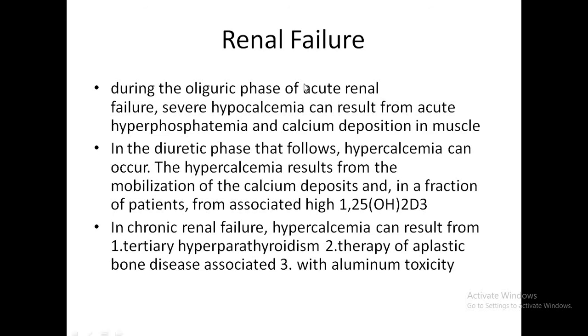And coming to renal failure, hypercalcemia can occur in acute renal failure as well as in chronic renal failure. During the oliguric phase, there is severe hypocalcemia. This is because of the acute hyperphosphatemia and calcium deposition in muscle. But when the diuretic phase happens, there is hypercalcemia because there is mobilization of calcium depots, and also in a fraction of the patients there is increased calcitriol. And in chronic renal failure, hypercalcemia usually results from tertiary hyperparathyroidism, or when you give therapy for aplastic bone disease, or when there is aluminum toxicity.